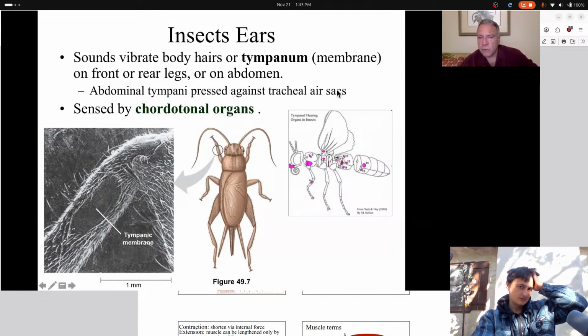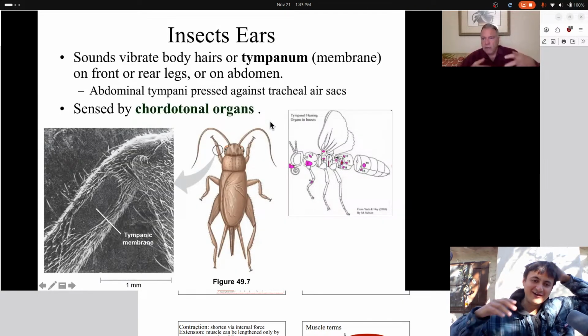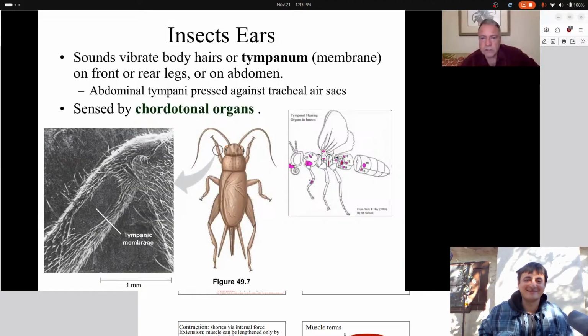Again, remember they have that tracheal air system where they already have air spaces in their body. So you have these air sacs, like a bass guitar, the air sac is going to amplify those vibrations. Amazing.